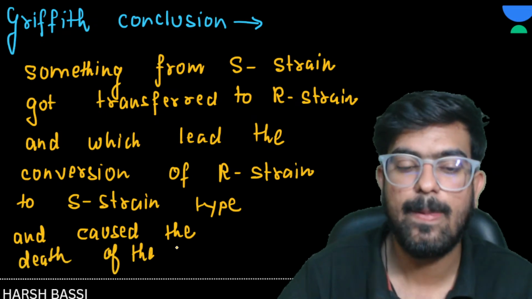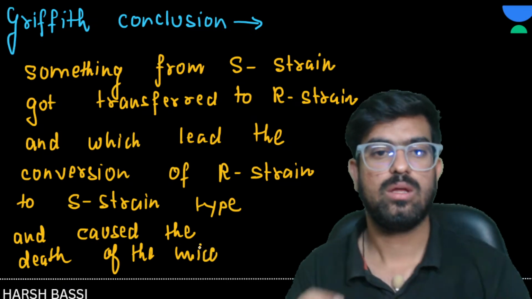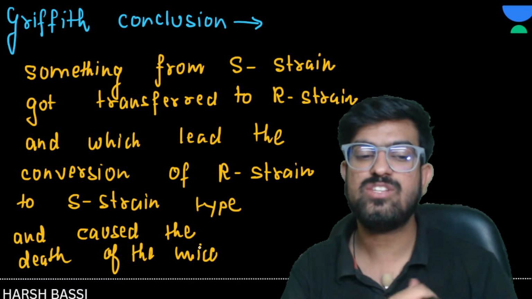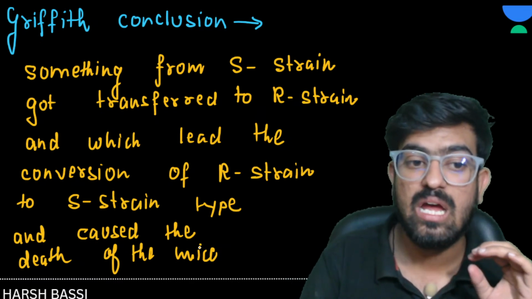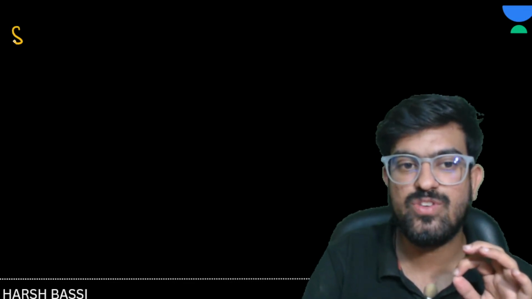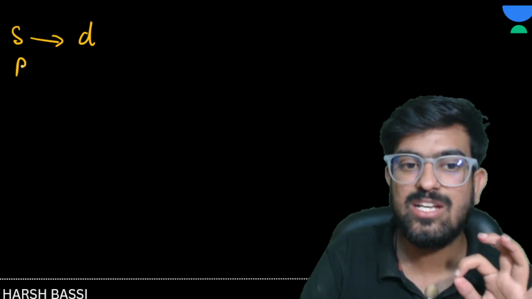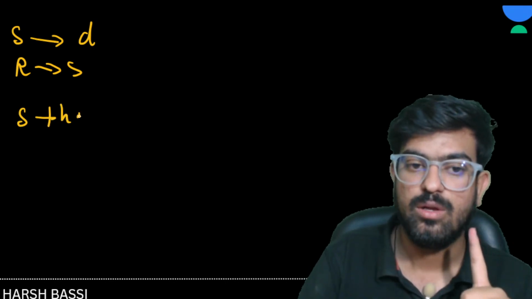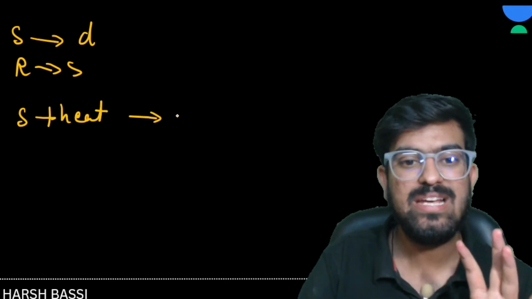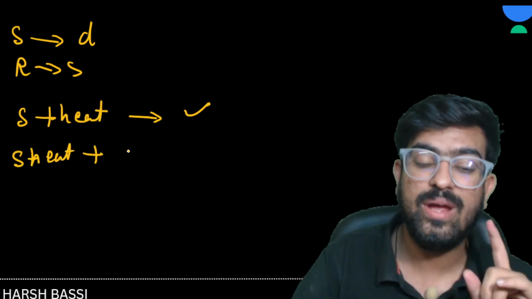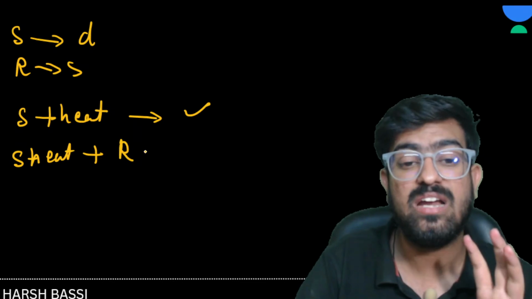So what we saw here is that when the R strain and S strain were taken individually, with the S strain the mice died, but with the R strain the mice survived. When the S strain was heat killed, the mice survived. But when the heat-killed S strain was injected along with the living R strain, the mice died.